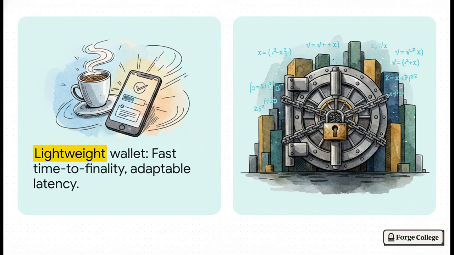On the flip side, we have the exchange deposit. An exchange is hyper-cautious because it's dealing with millions of dollars. It demands absolute mathematical certainty. We're talking high confirmation depths and near zero reorg probability before it ever credits a user's account.